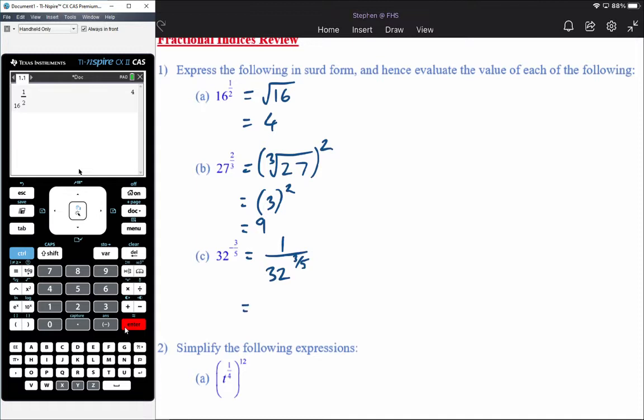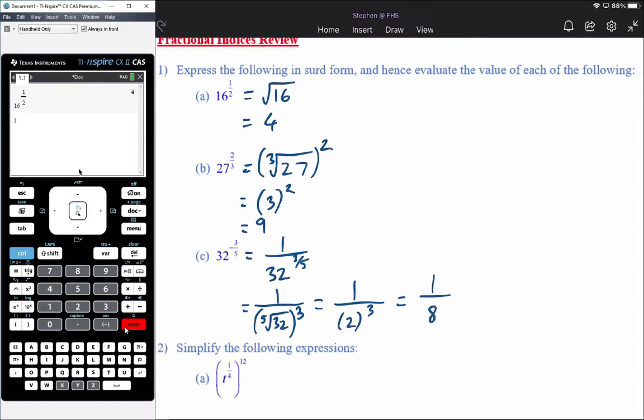And in the same way we looked at question B, we're going to convert 32 to the power of 3/5 into the 5th root of 32. It's the 5th root because the bottom number is 5. So that's the 5th root over there. And then the entire thing is going to be raised to the power of 3. So what happens now? Well, the 5th root of 32 is simply 2. The cubed remains there, of course. 1 over 2 cubed is 1 over 8.